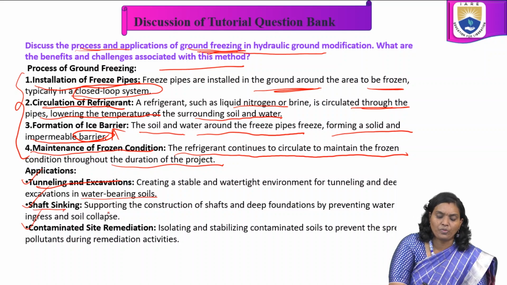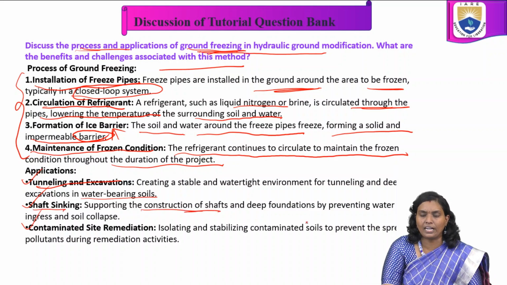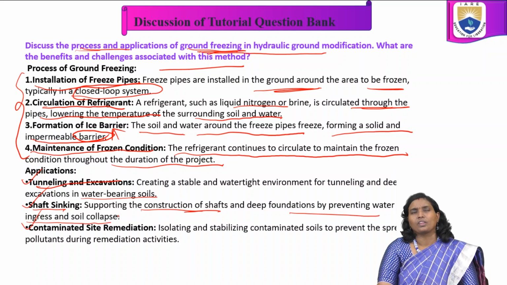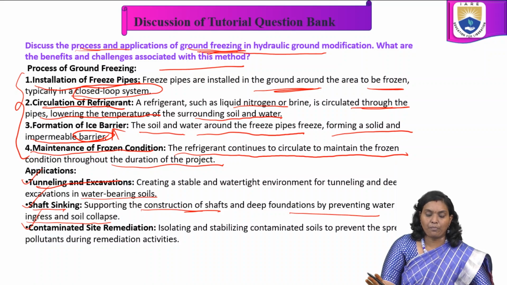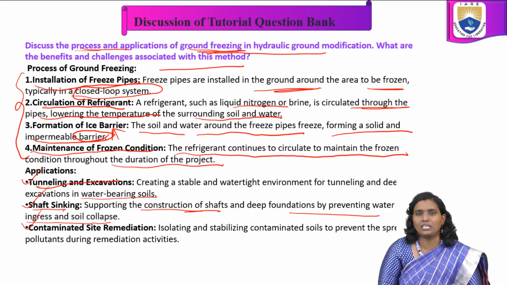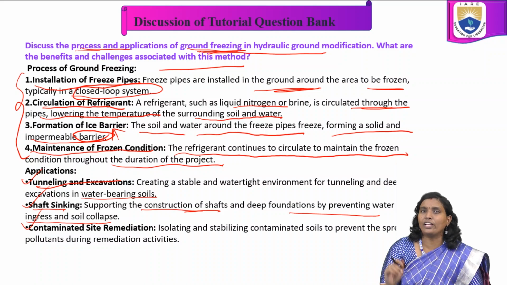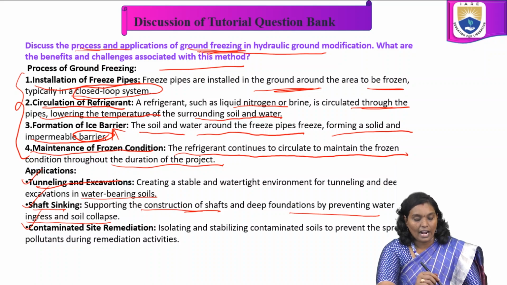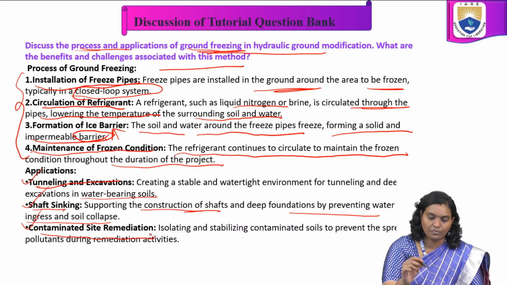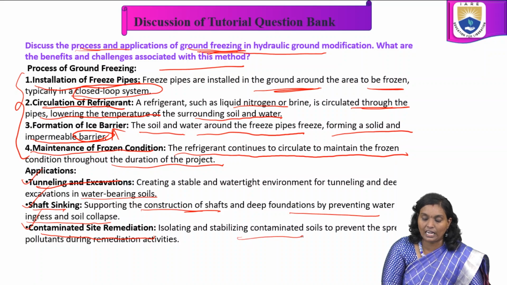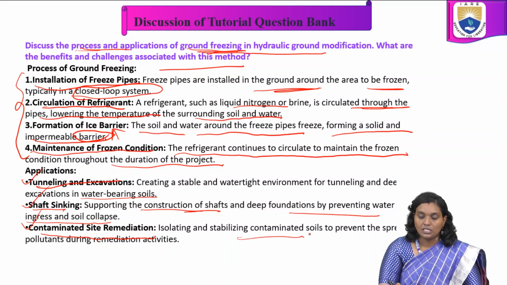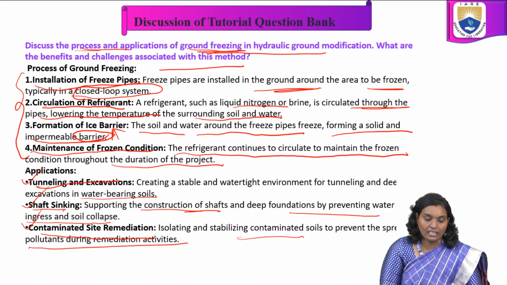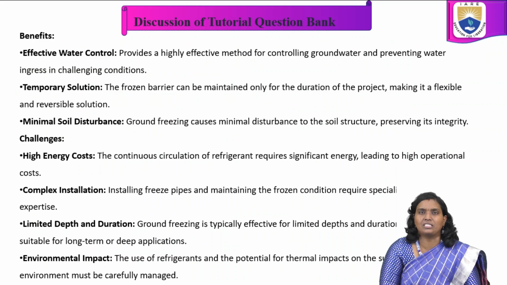Shaft sinking also supports the construction of shafts and deep foundations by preventing water ingress and soil collapse. Whenever we are supporting shafts and deep foundations, soil erosion is prevented by using this ground freezing technique. And contaminated site remediation: isolating and stabilizing contaminated soils to prevent spread of pollutants during the remediation activities. So these are the applications of ground freezing.